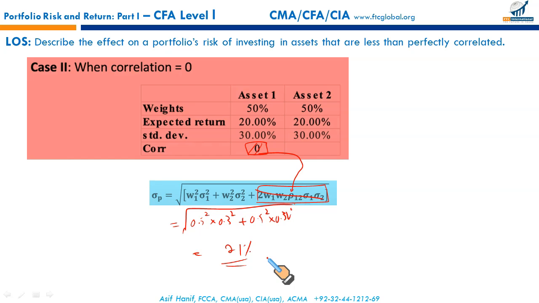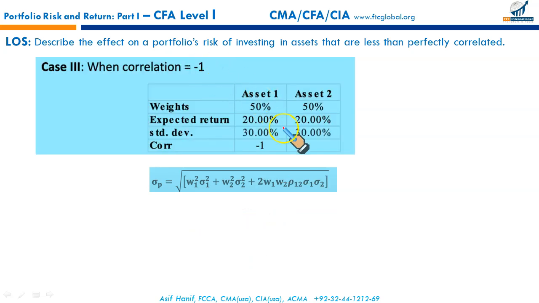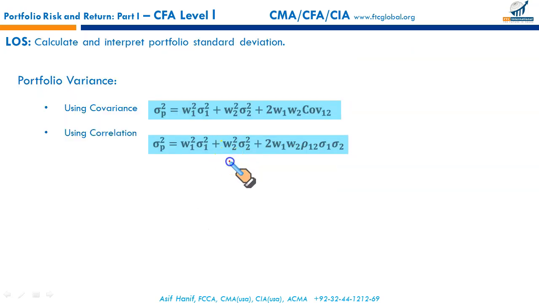Then let's take the third case. Here the correlation coefficient is -1. So in this case, when you calculate this, with all the numbers you plug in, you will get the maximum risk reduction. The portfolio volatility, the standard deviation, becomes 0, right? So this is the maximum risk reduction, and it would occur when the two assets are perfectly negatively correlated. Now we just go back. So this is your portfolio variance, and this becomes your portfolio standard deviation.